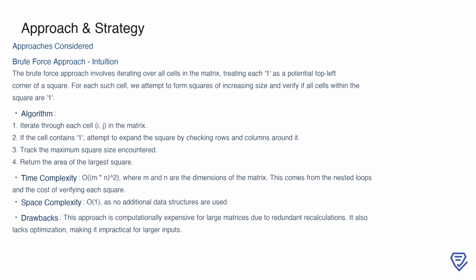The time complexity is O((m times n) squared), which becomes impractical for large matrices due to the nested loops and repeated calculations. On the bright side, it doesn't require extra memory, with a space complexity of O(1). However, the redundancy in recalculating overlapping areas makes this approach inefficient and unsuitable for competitive programming or large-scale input sizes.